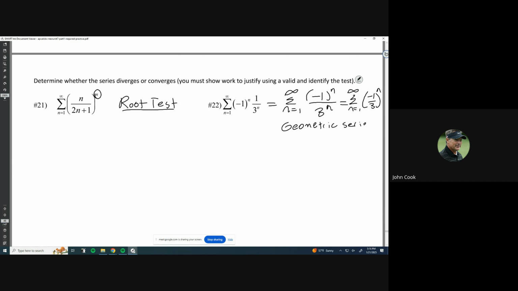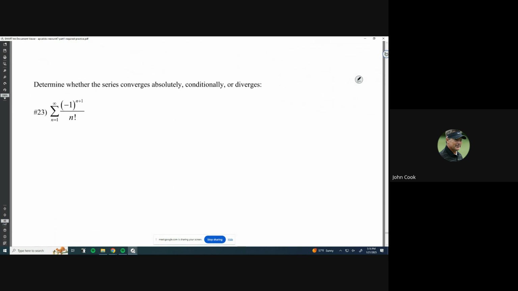All right, and then: Determine whether the series converges absolutely, conditionally, or if it diverges. So yeah, this one it looks like it's an alternating series. I would do the alternating series test for this one first to see if it converges. And if it does converge, then I have to see if it converges absolutely or conditionally. So I just look at the same thing without the alternating part.